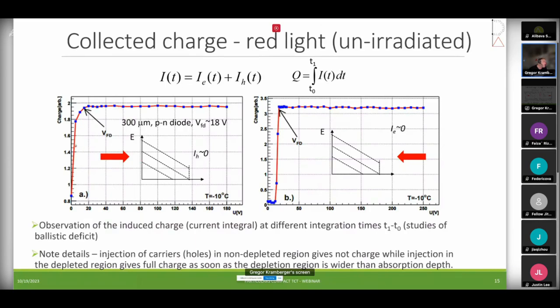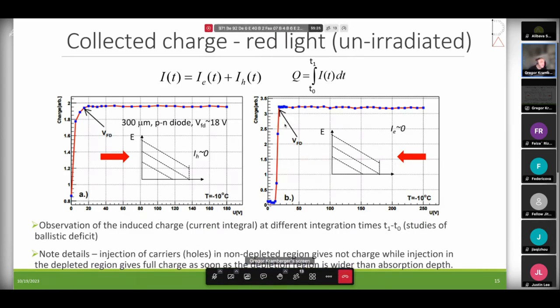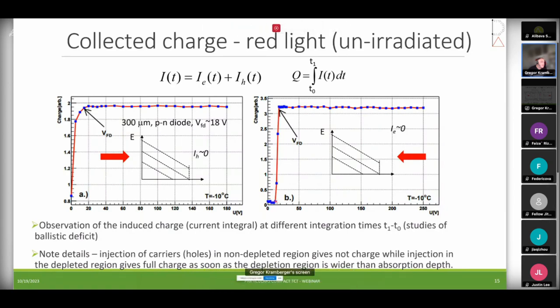So in this case, for example, this is the red laser. You can also see that the charge is even below the full depletion almost 100%. I don't want to go too much into that, but this is well explained by the semiconductor device physics. And then maybe more interesting is the hole injection, so you inject from the back and you can clearly see you get no charge as long as the device is not depleted. When the electric field touches your back, then you get the full charge. So this is a very nice way of knowing when exactly your device is fully depleted.